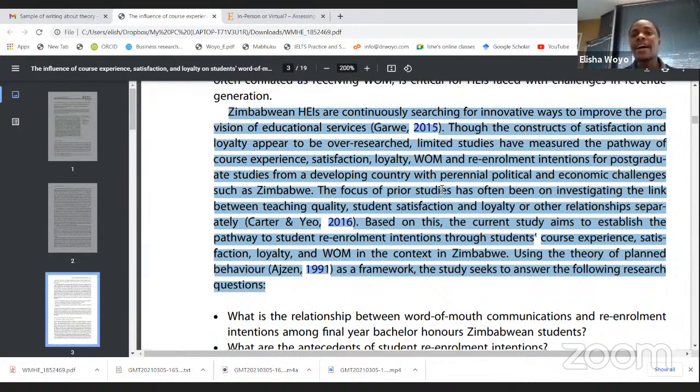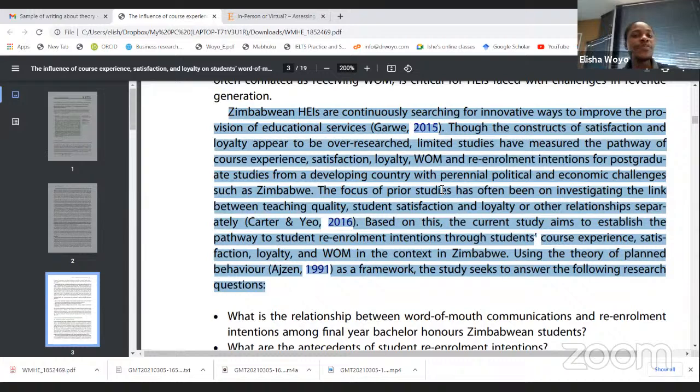However, we went on to say in this study that limited studies have measured the pathway of course experience, satisfaction, loyalty, word of mouth communications, and re-enrollment intentions for postgraduate studies from a developing country with perennial political and economic challenges such as Zimbabwe. So I have demonstrated that things have been over-researched, but we still think research can be done because there are limited studies that have measured how aspects of course experience, satisfaction, loyalty, word of mouth, and re-enrollment intentions work in a pathway.